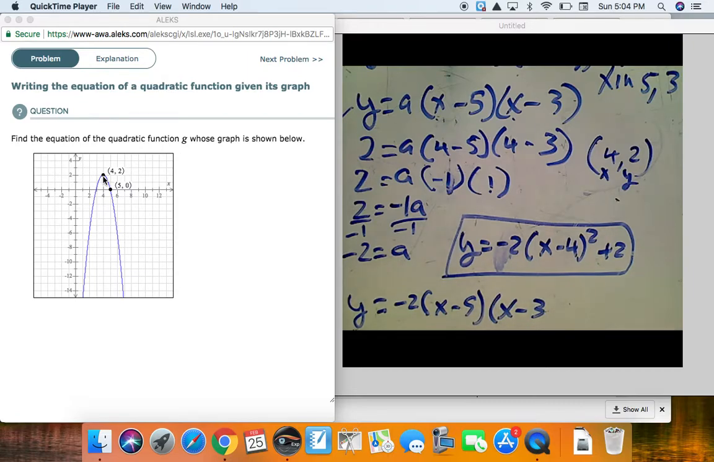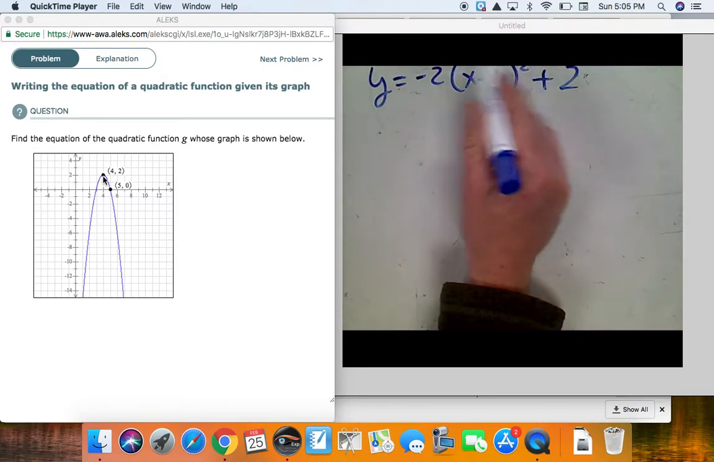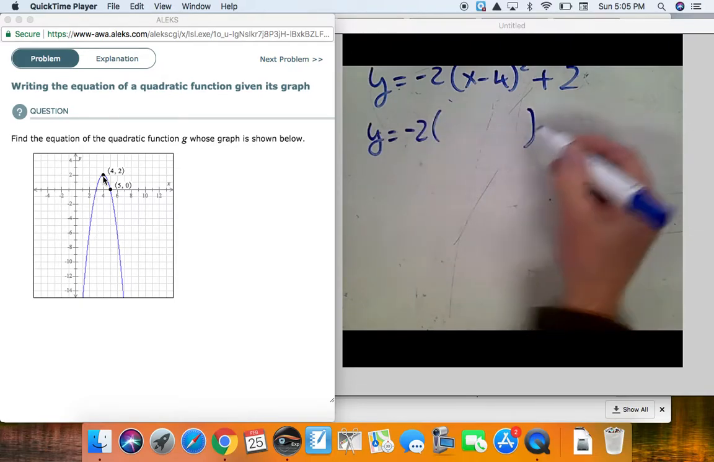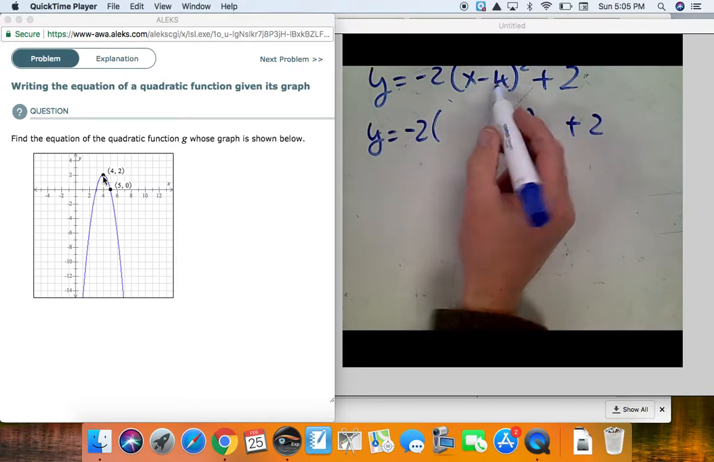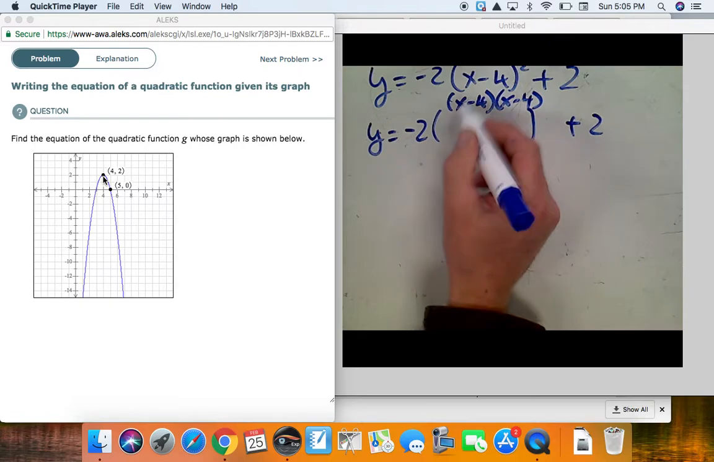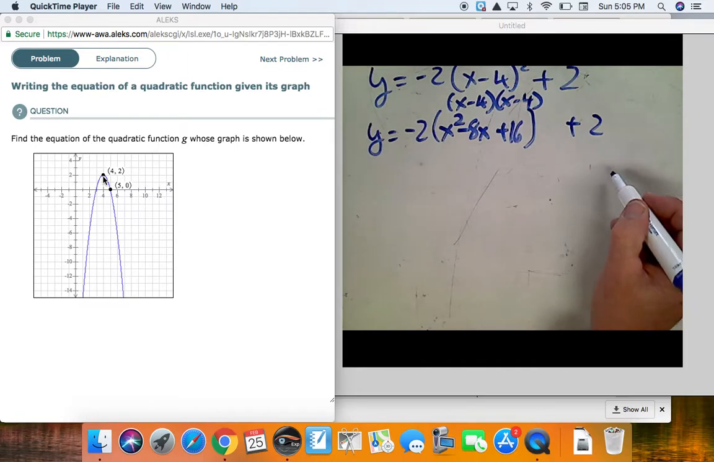Now maybe you're saying, but those two equations are different. Well, let's see if we can prove that they're the same by turning them both into standard form. Let's go here. First of all, to turn this into standard form, the first thing I'm going to do is expand that. I'm going to leave this distribution out here for now. And I know that this equals x minus 4 times x minus 4, which is x squared minus 8x plus 16.